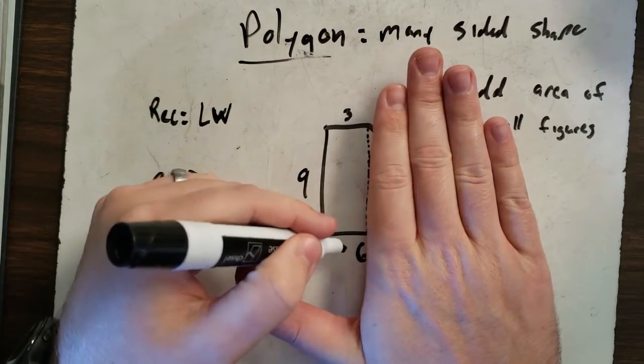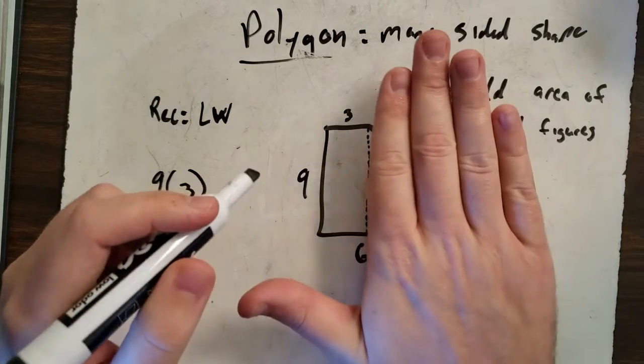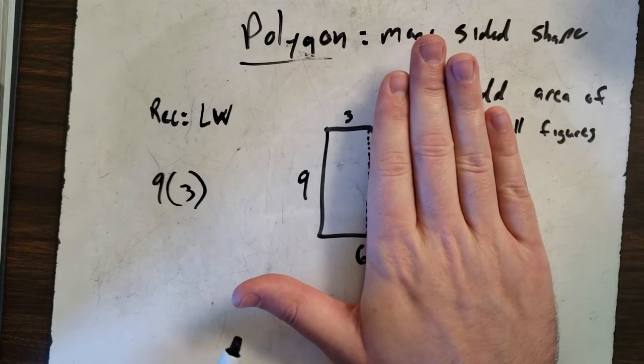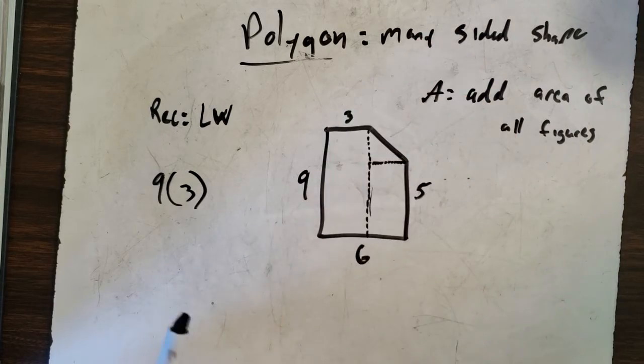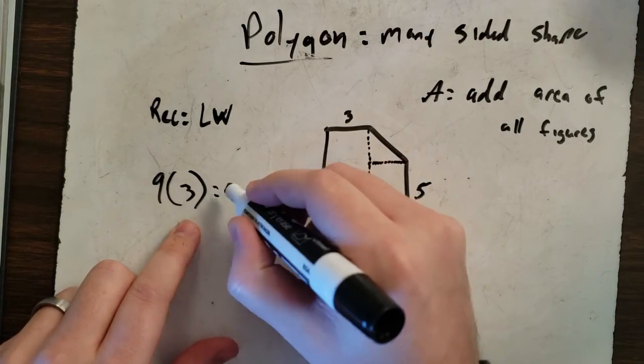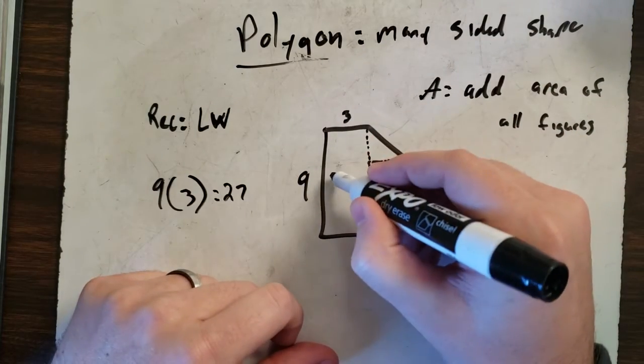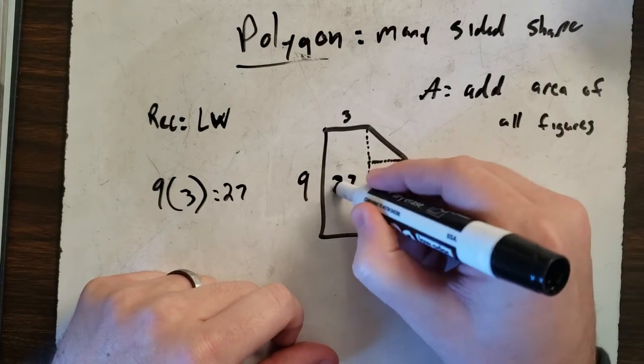The 3. The 6 goes to the whole thing. We don't want that. We just want these two numbers here, 9 and 3. It's all we want for this first shape. So if we do that, 9 times 3 equals 27. So if you want, go ahead and write that down in your shape, 27, okay?